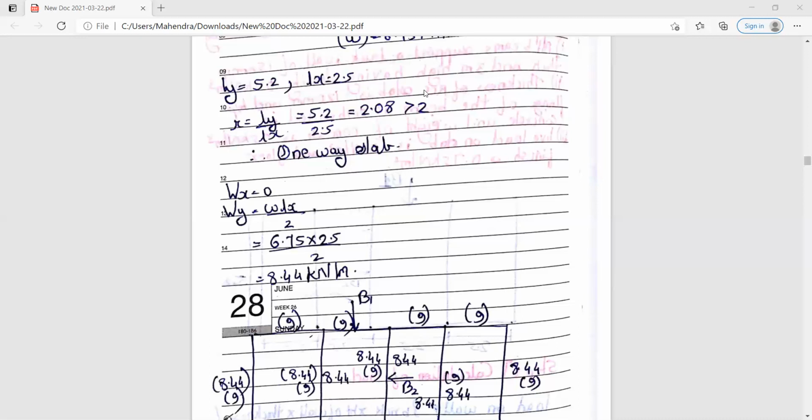W is nothing but the total load on the slab. Just now you had calculated the total load on the slab. So total load on the slab आपको मिलता है 6.75 into Lx, that is 2.5 divided by 2. So Wy की वैल्यू आपको मिलती है 8.44 kilonewton per meter. So do up till here, then we'll proceed further.